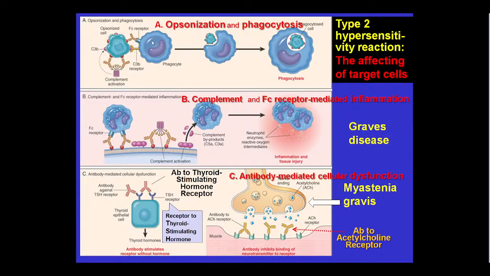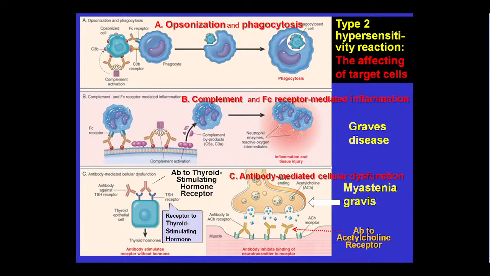Here you see three possible situations that are associated with hypersensitivity reaction type 2. First, A on the top, opsonization and phagocytosis. You see that allergen contains the target cell. Allergen is shown by the red ovals, where antibody contacts the phagocyte. The phagocyte by Fc fragments binds the antibody that before was bound to the target cell. The phagocyte, due to this opsonization, engulfs the target cell and destroys this cell.